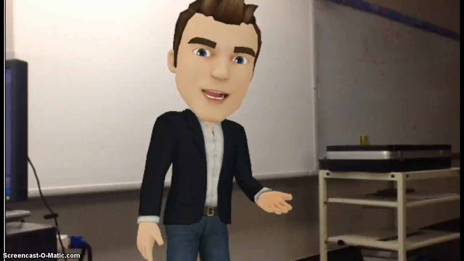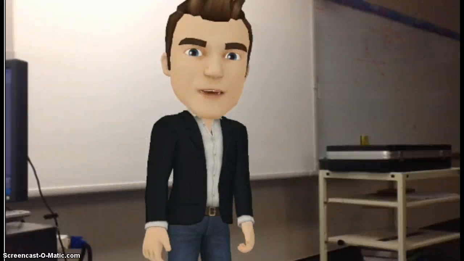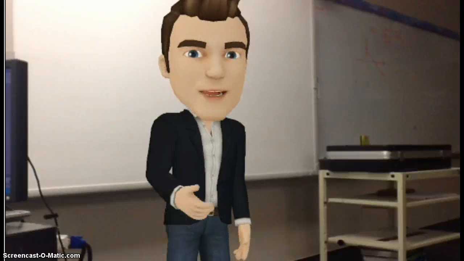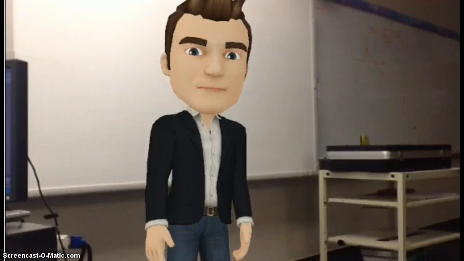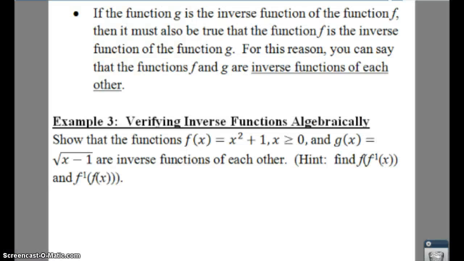So yeah, I always want to know what it was like to verify functions are inverses algebraically. Can you show me? Sure, I'd love to show you how to verify inverse functions algebraically.